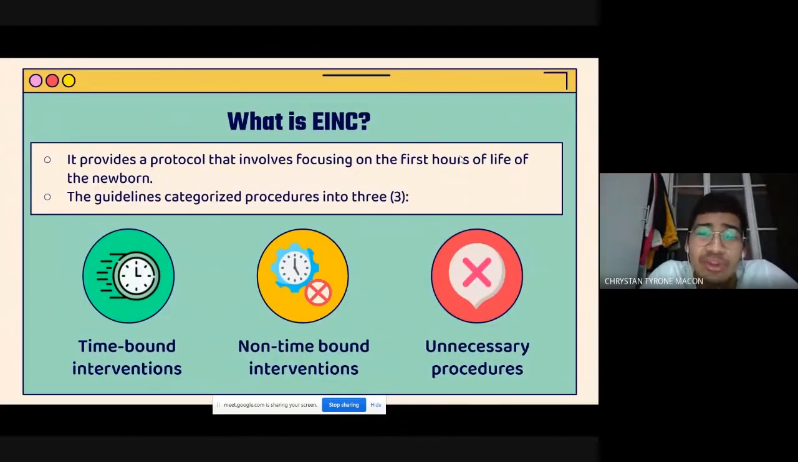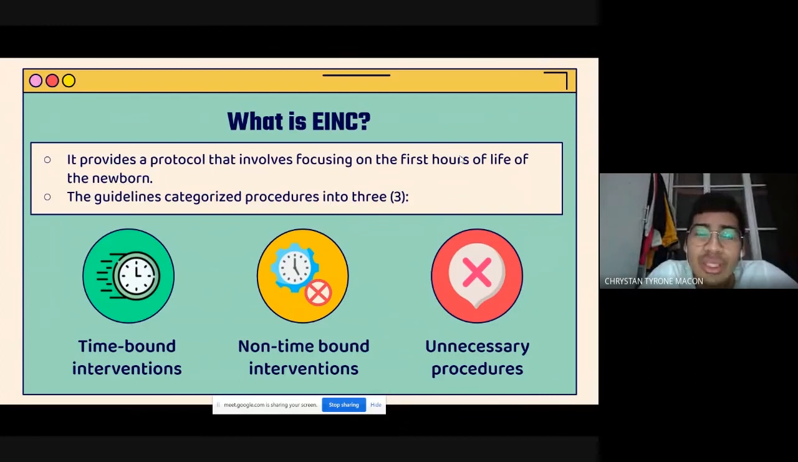So, under po nitong sa EINC po ay ito po ang mga protocol o ang mga ginagawa po ng nurse every time may manganganak. Dahil ito po ay nagfo-focus po sa first few hours of life ni baby. And may 3 pong guidelines and categories po na under dito. Ang unang-una po ay ang time-bound intervention. Ang pangalawa ay ang non-time-bound intervention. At ang pangatlo naman po ay ang unnecessary procedure.